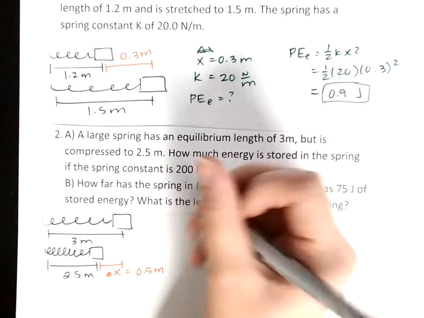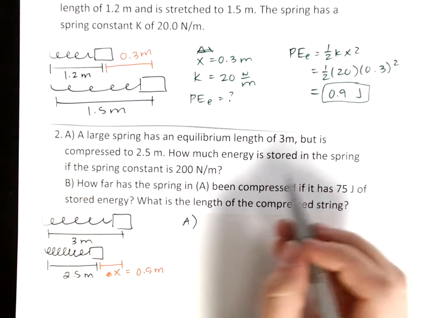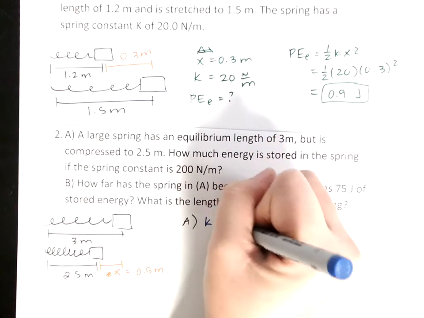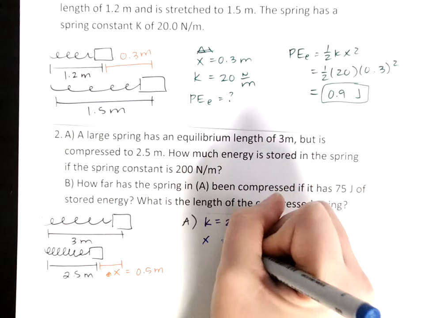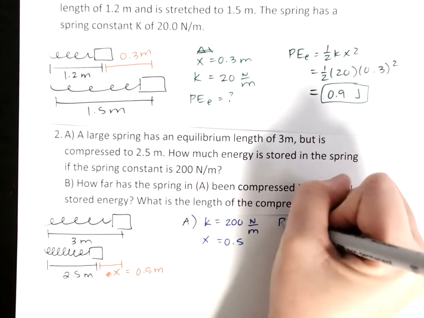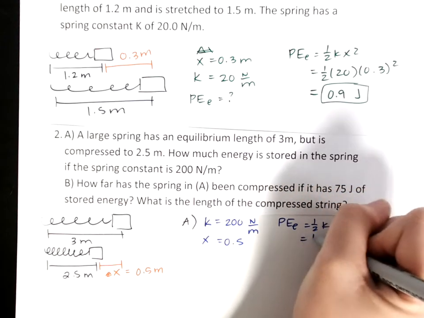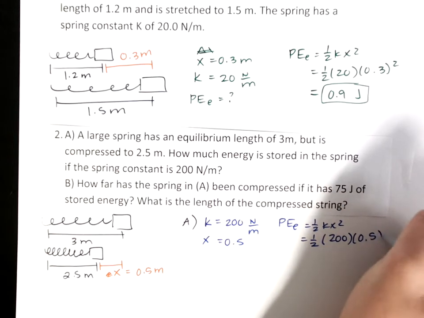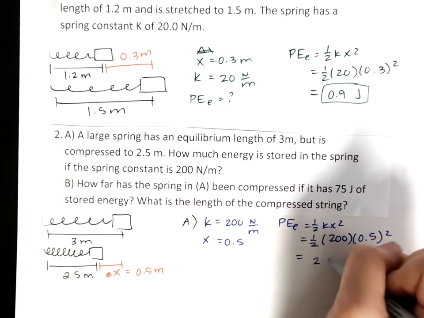So for A, we are looking for how much energy is stored in the spring if the spring constant is 200 Newtons per meter. So we're given the spring constant, 200 Newtons per meter, and we found x, it's 0.5, so let's find potential energy. You should get 25 joules.